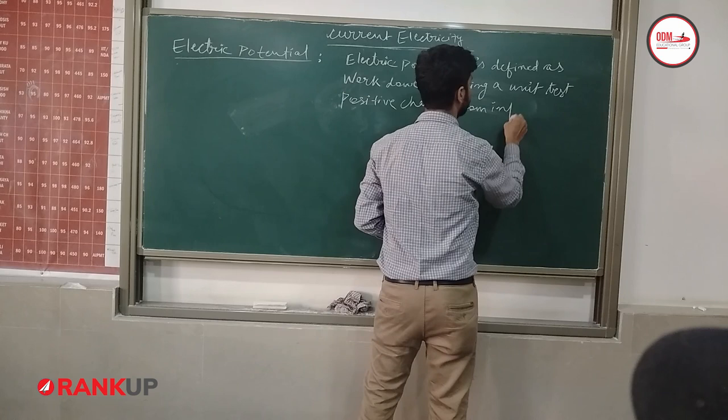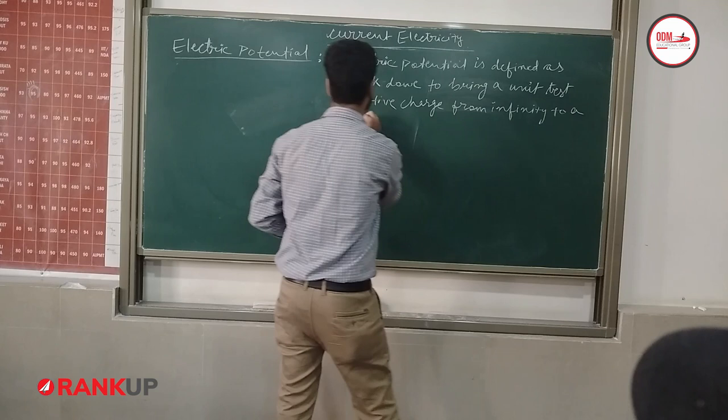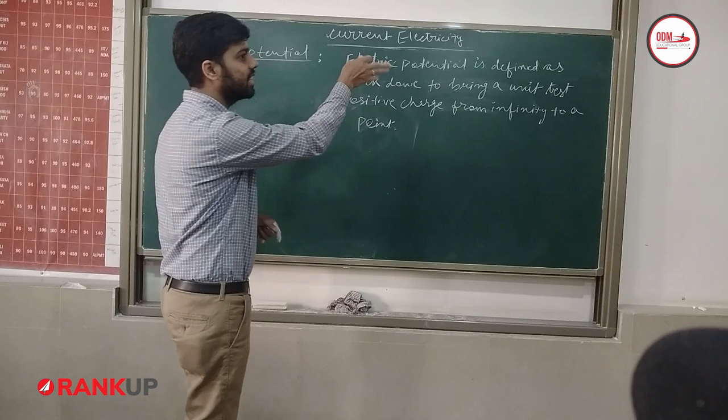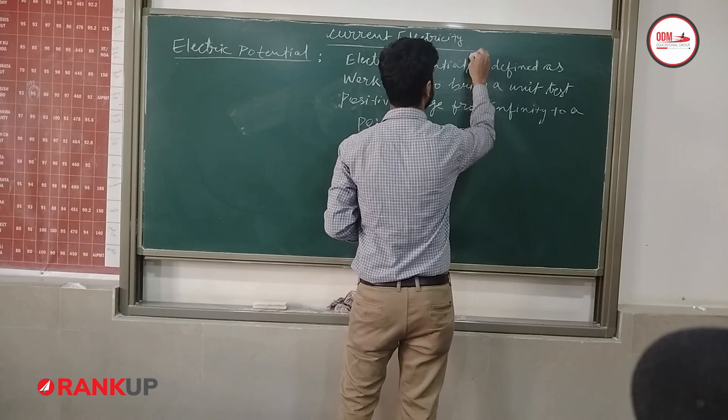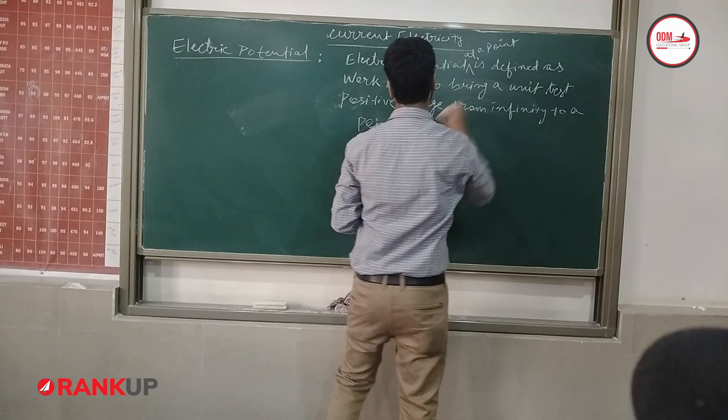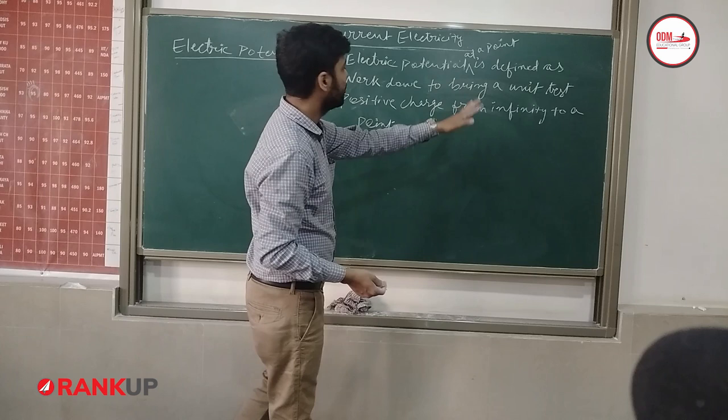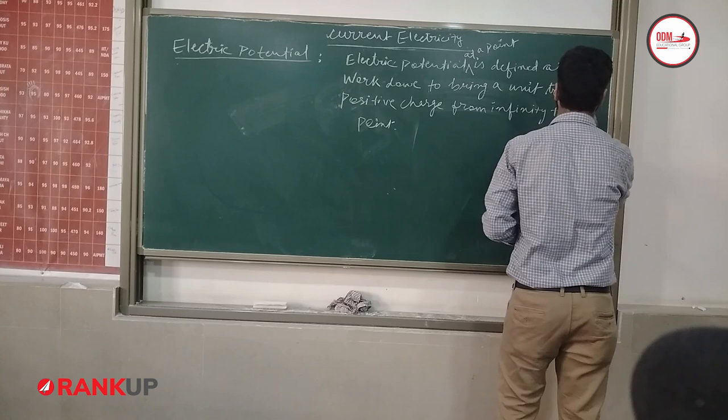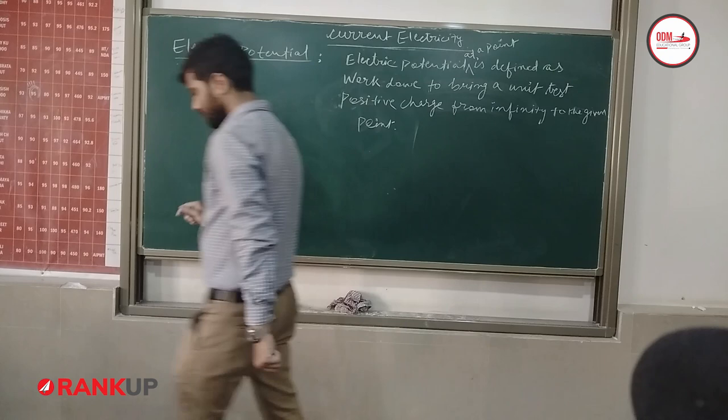from infinity to a point. So what is this point? Electric potential at that point. You can write electric potential at a point as defined there. So electric potential at a point is defined as the work done to bring a unit test positive charge from infinity to the given point. Got it?